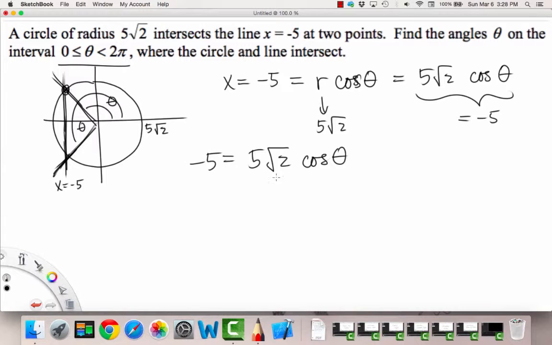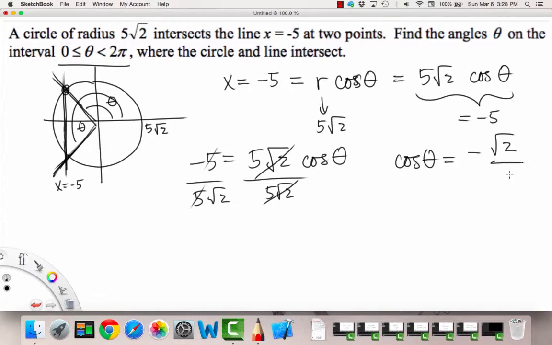So what we can do is just divide by this 5 radical 2, divide by 5 radical 2. So this one cancels out. So we get that cosine theta should be equal to negative, the 5's cancel out and we can rationalize that. So that'd be radical 2 over 2. Okay, so now our new problem looks a little more familiar to us, right? Because now we can use the unit circle and all of that stuff.